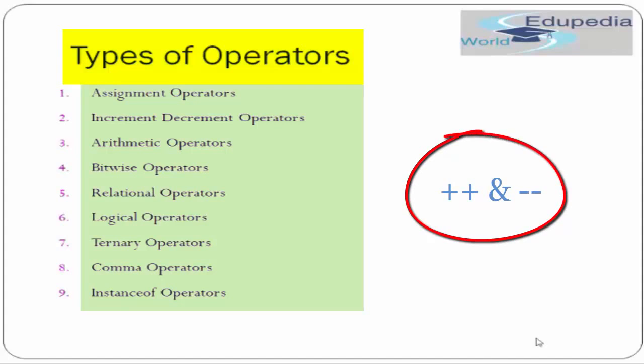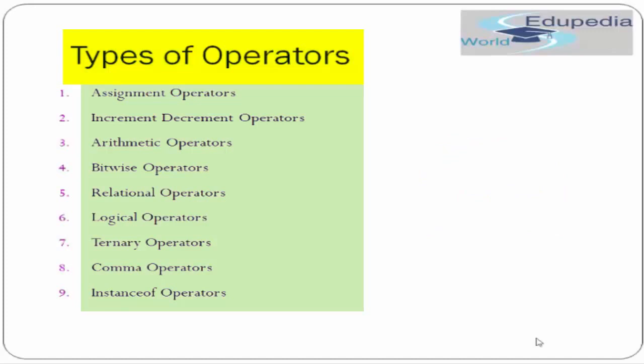Then we have the arithmetic operator. After the arithmetic operator, we have the bitwise operator. Then we have relational operators. Then we have logical operators, ternary operators, comma operators, and the instanceof operator. Over here, I would also like to include a 10th operator, which is new. Basically, the new keyword is also a kind of operator.